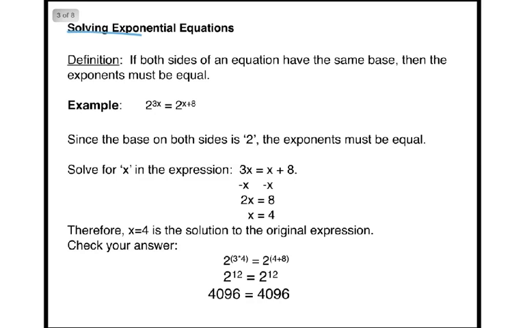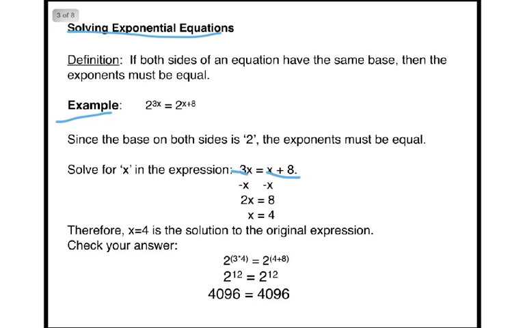Solving exponential equations. Here's a definition. If both sides of an equation have the same base, then the exponents must be equal. Consider this example. 2 to the power of 3x equals 2 to the power of x plus 8. Since the base on both sides is 2, the exponents must be equal to each other. So we can simply set the exponents equal to each other and solve for x. 3x must be equal to x plus 8.